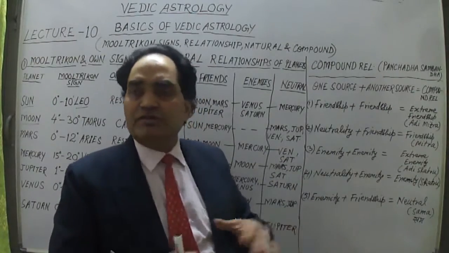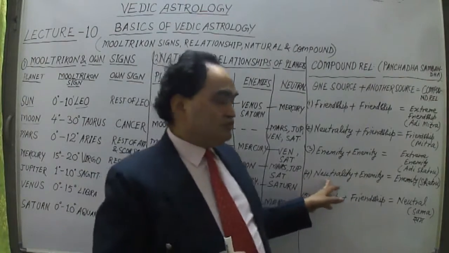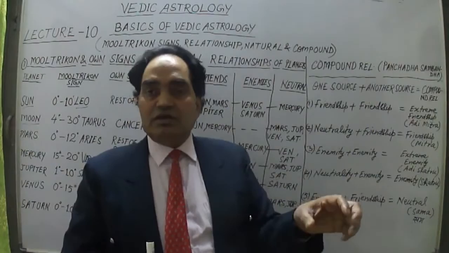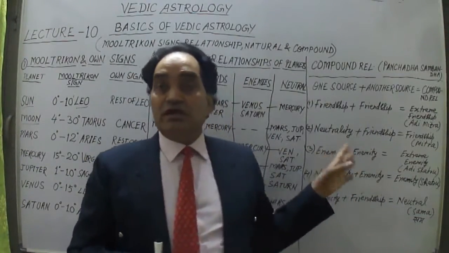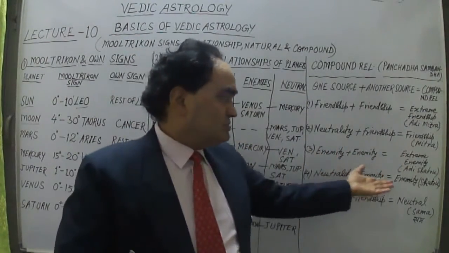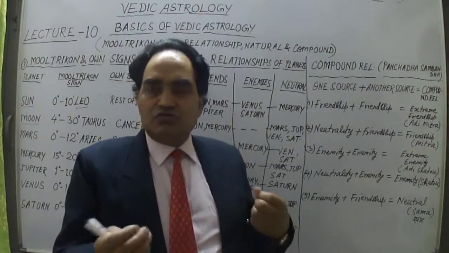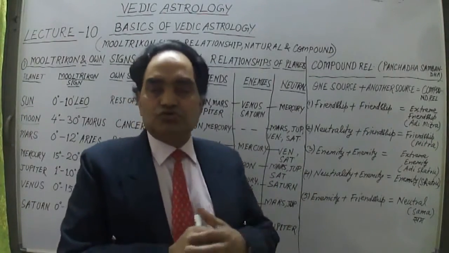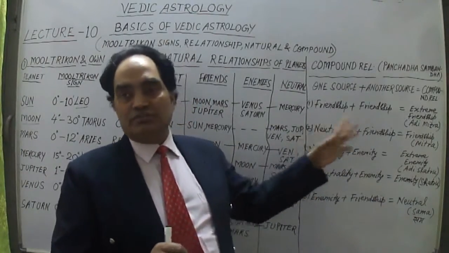Then neutrality plus enmity. This is enmity, simply enmity. Suppose one planet is neutral, other is enemy, so both are enemies then. So finally the result is enemy. They will give results of enmity type, right? So enmity will be there between those two planets. This is the fourth type, neutral plus enmity means enmity only.